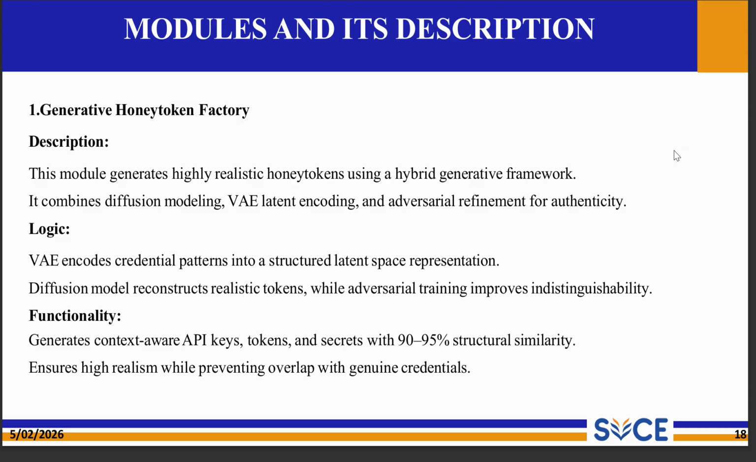Module 1. Generative Honey Token Factory. The VAE encodes real credential patterns into a structured latent space. The diffusion model then reconstructs realistic-looking tokens from this representation, while adversarial training ensures they remain nearly indistinguishable from genuine credentials. This module achieves 90 to 95% structural similarity with real credentials.